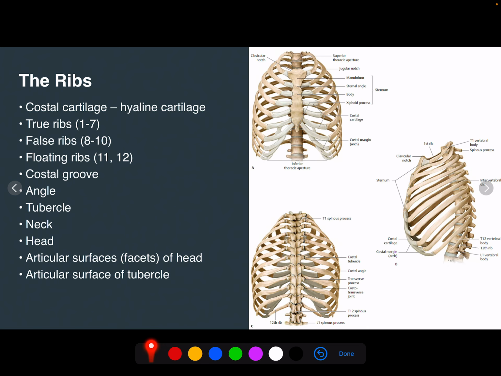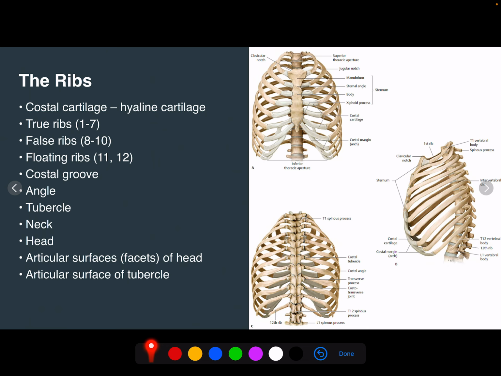Okay, so we go 1, 2, 3, 4, 5, 6, 7. That's our 7th rib attaching the costal cartilage directly to the sternum. 8, 9, 10 are going to be our false ribs, and they attach via the costal cartilage of the rib above. And then finally, we have our floating ribs. They're down here. You can see it, our 12th rib and our 11th rib.